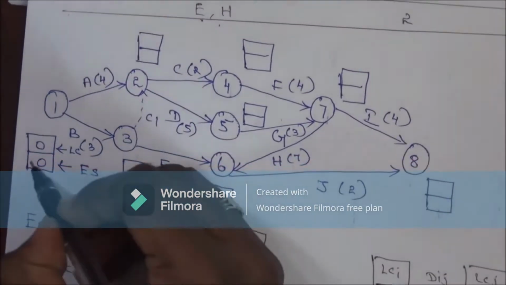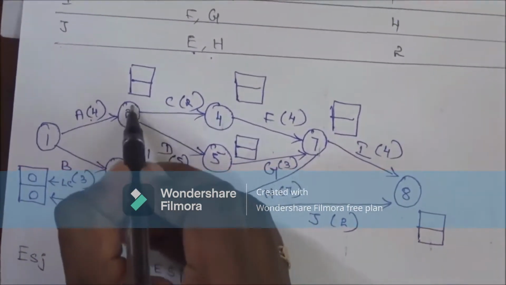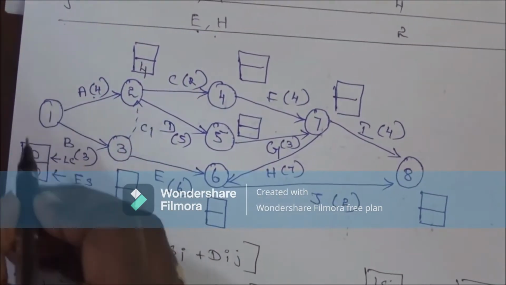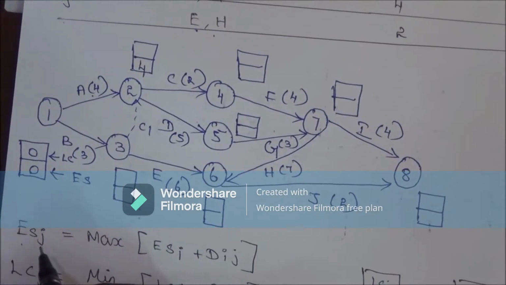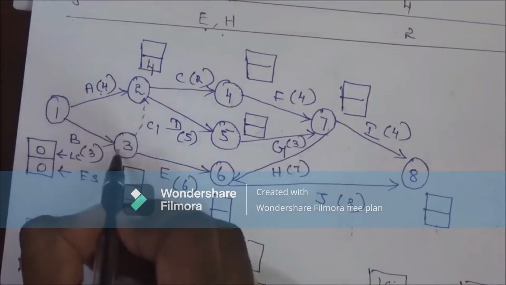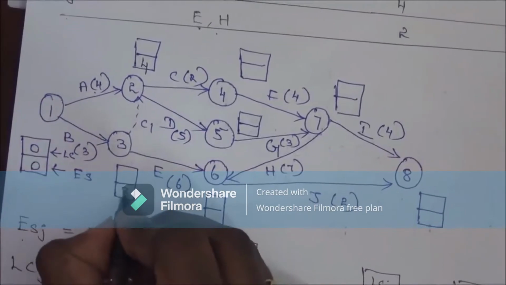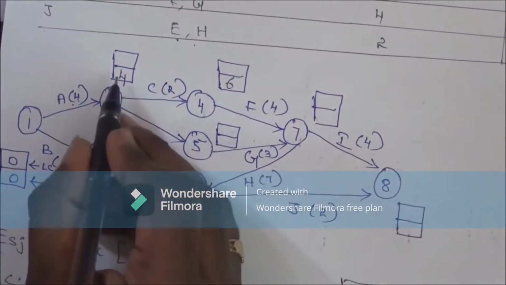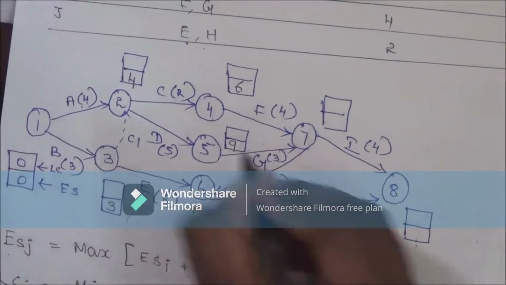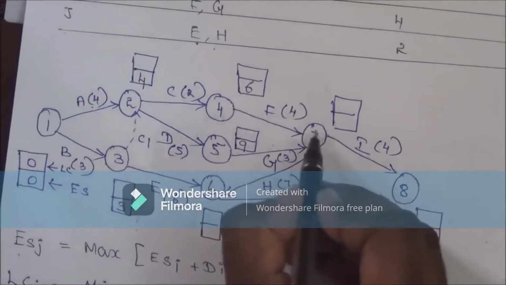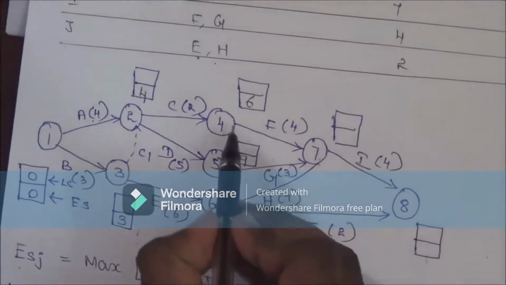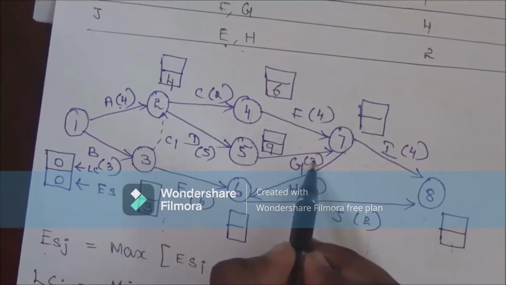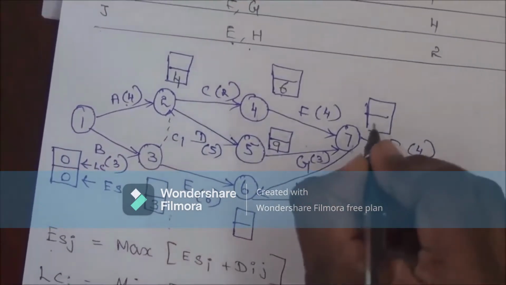Next we add 0 plus 4. No other incoming activities are there, so we consider 4. Similarly, this is a forward path for calculating the earliest start time. So B, 0 plus 3, again 3. Similarly, 4 plus 2 is 6, 4 plus 5 is 9, but then for node 7 there are two incoming arrows, so we have to take the maximum value. 6 plus 4 is 10, 9 plus 3 is 12. So the maximum value is 12. We consider 12 as the maximum value.